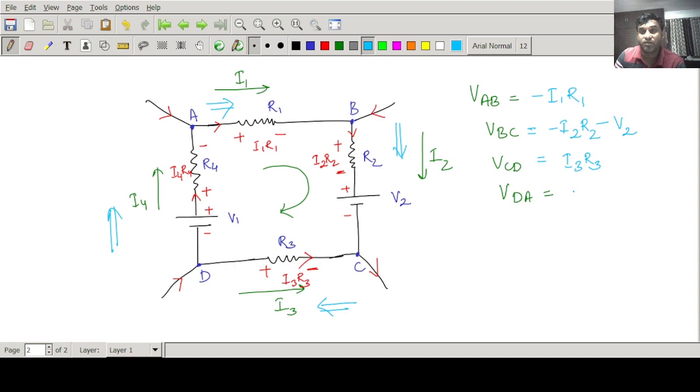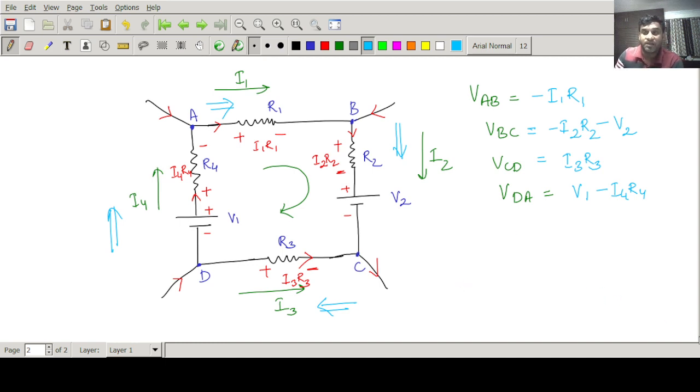So I can write down here, this is plus B1. Then in this resistor I am going from plus to minus. That means there is a voltage drop, or I am losing something. So I can write down minus I4 into R4. Okay, so this is a part of a circuit, not the whole circuit. In this branch AB, BC, CD or DA, we can calculate the voltage in this way.